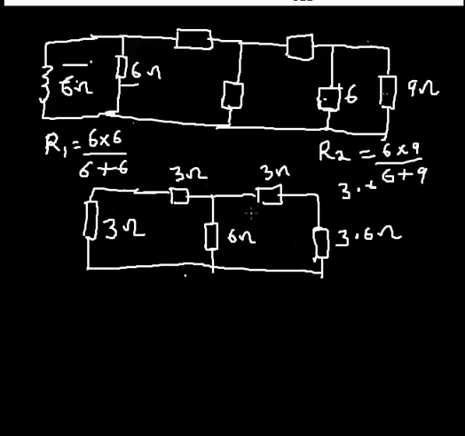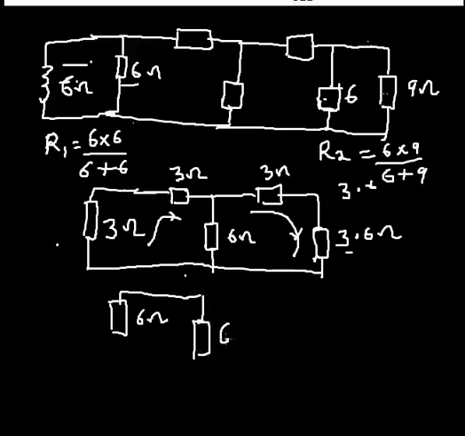From this, you can now see that this is another series connection. The 3 ohm and the 3.6 ohm are in series, and this 3 ohm and 3 ohm are in series. So I can still resolve it again. If I resolve it again, I'm going to have 3 plus 3, that's 6 ohm. The same thing happens here: 3 plus 3.6, that's 6.6. And of course there's a branch here, which is 6 ohm.